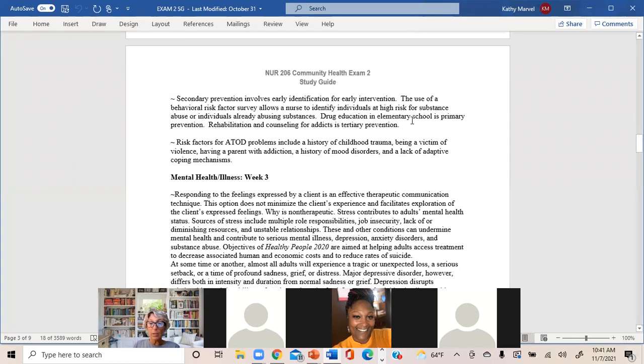We also do drug education in the primary schools, which is primary prevention, right? And then we know the tertiary is rehabilitation and counseling, right? Because they're already addicted.